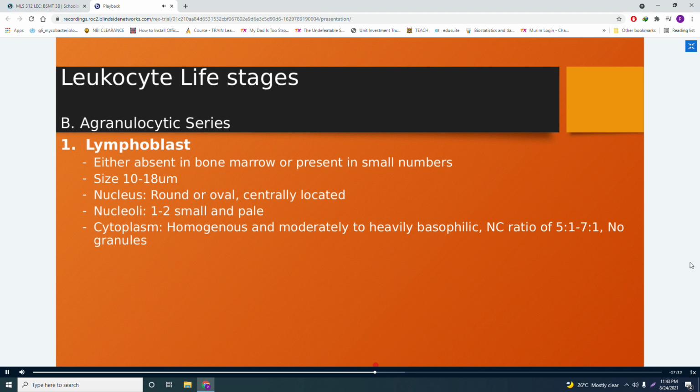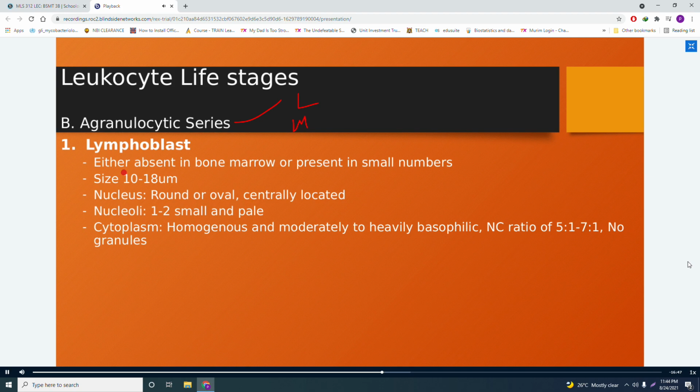Alright. Let's proceed now, class, to your granulocytic series. Again, most cells start with the stage with the word blast at the end. So for your granulocytic series, class, you have your lymphocyte and your monocyte. First, we're gonna deal with your lymphocyte. For lymphocyte, class, the first stage is your lymphoblast.